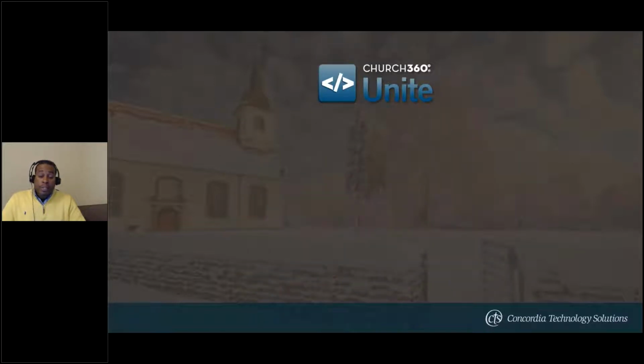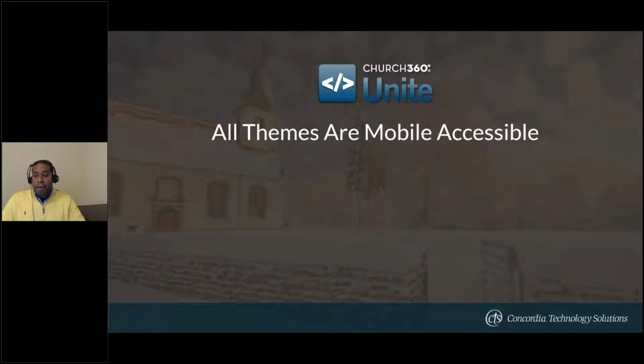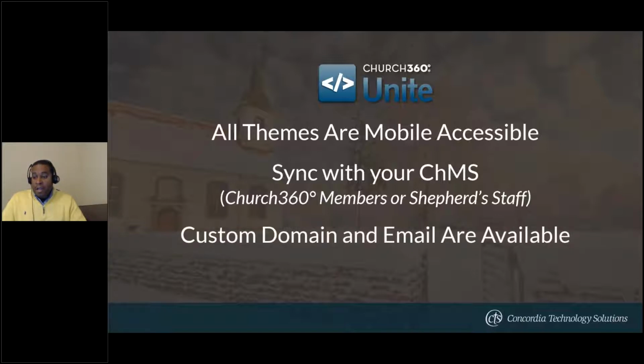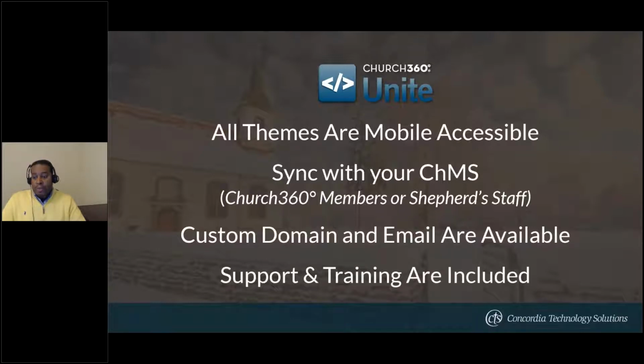So with Church360 Unite, all of our themes are mobile accessible. So they're mobile responsive. It doesn't matter what type of device you're using. All the data will adjust to your screens. And you can actually sync your data with Church360 members or with Shepherd staff if you're an active supported customer with Shepherd staff. And our custom domains and email addresses are available for you. We also have support and training, which is unlimited. They're included within the software.